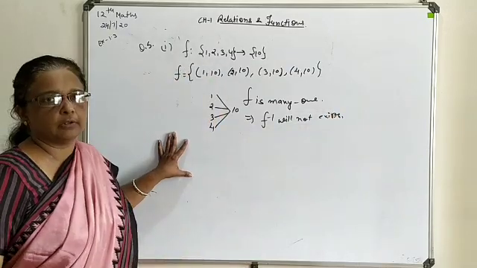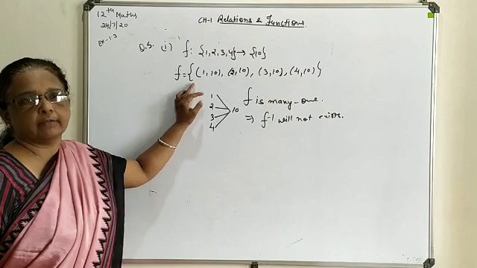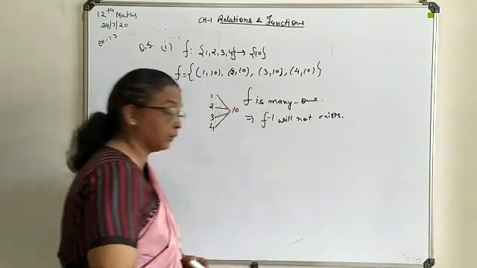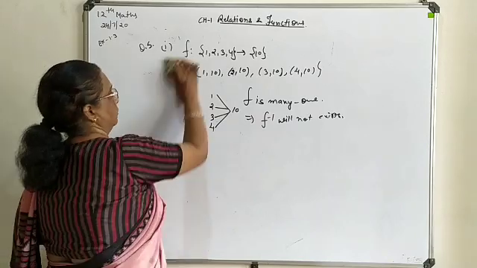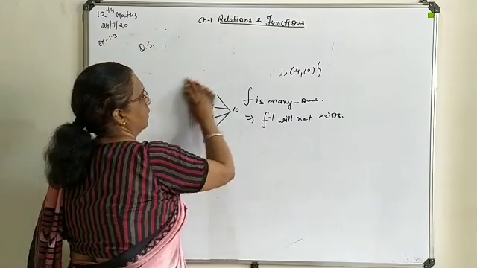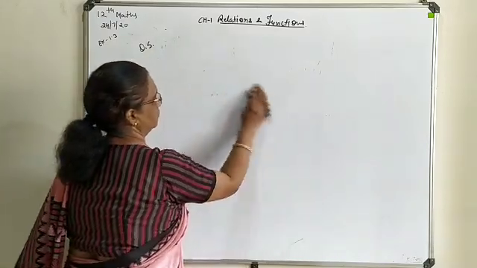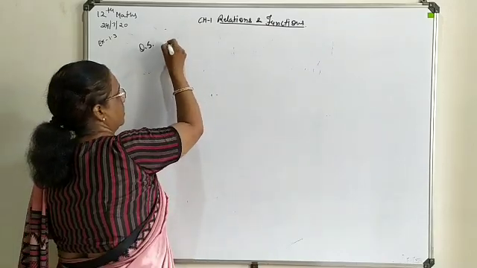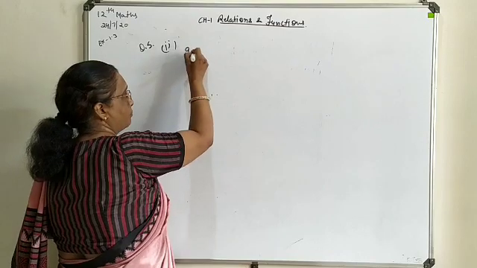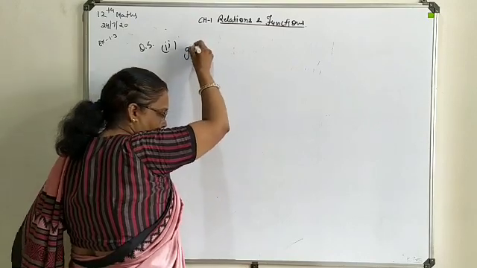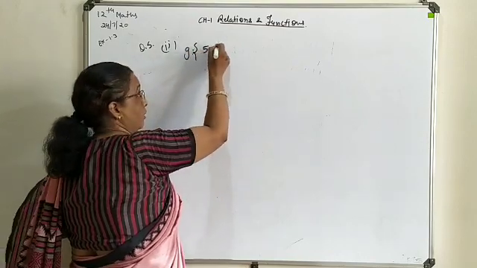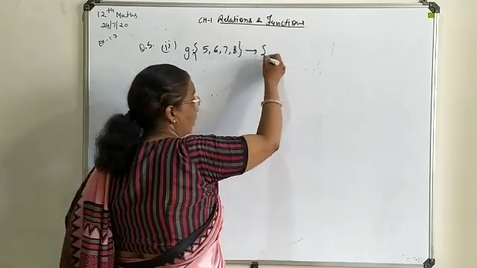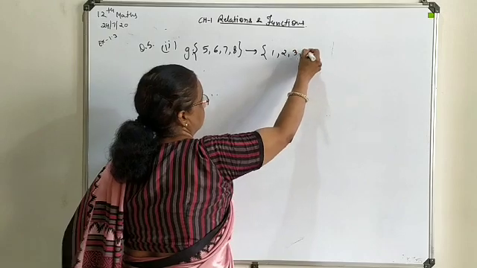So this way you have to conclude on the basis of a given ordered pair. So try to go for the other two. As in the second part, your combination is available as a function g, in which your function is being defined from 5, 6, 7, 8 to 1, 2, 3, 4.